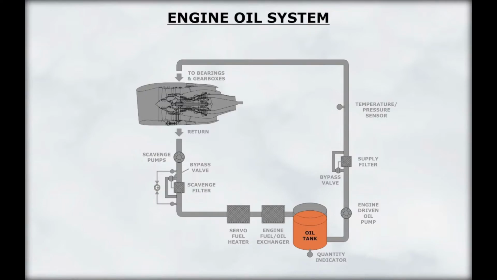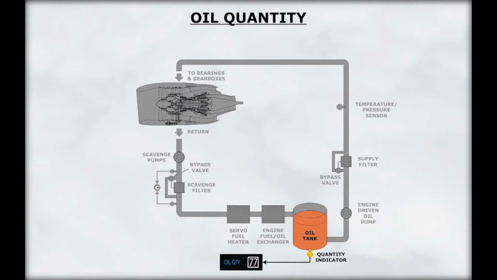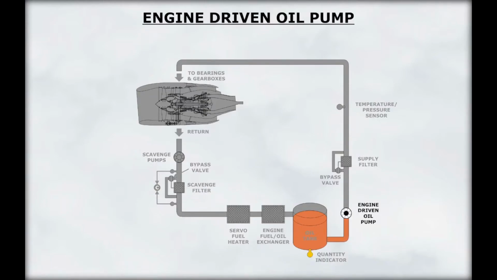Engine oil is circulated under pressure. It lubricates the bearings and the accessory gearbox and is used to heat the fuel. The oil quantity is measured as a percentage of the full tank. The oil is pressurized by the engine-driven oil pump that is also run by the accessory gearbox.